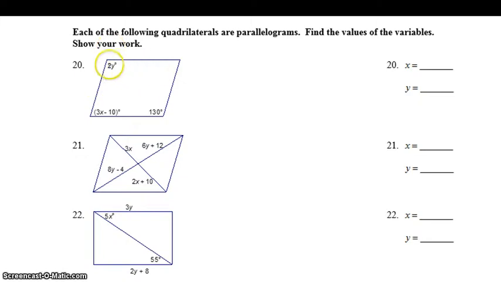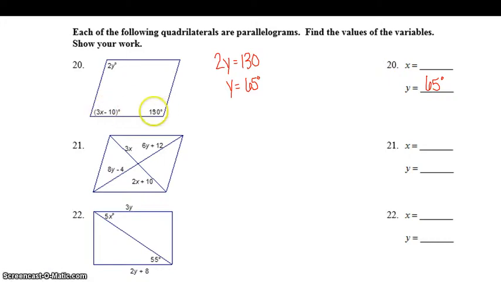On number 20, these are all angles within the parallelogram. So what do we know about opposite angles in a parallelogram? They're congruent. So I'm going to set 2y equal to 130. That's how I use the geometry to set up the equation. Now it's algebra, divide by 2, and you get 65 degrees. So y is 65 degrees.